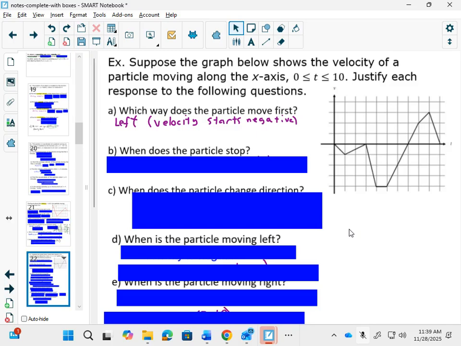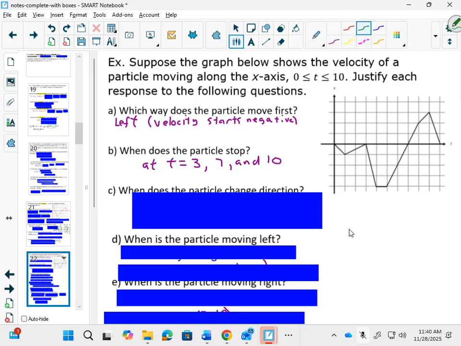To the left, because your velocity starts negative. When does the particle actually stop? It stops at t equals 3, t equals 7, and t equals 10. Because if your velocity is 0, you are not moving.